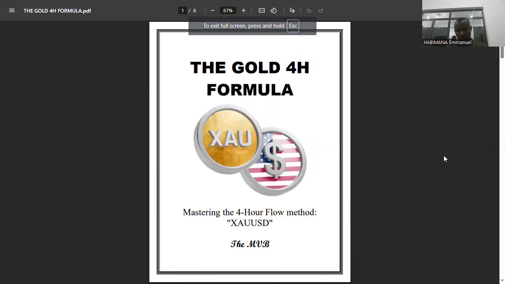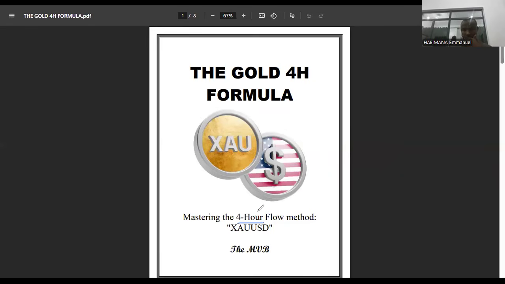Today we are going to start this beautiful formula called the gold Forex formula. Now, it's just the mastering of the 4-hour candles, and from there, we will be able to make money through this 4-hour price flow.